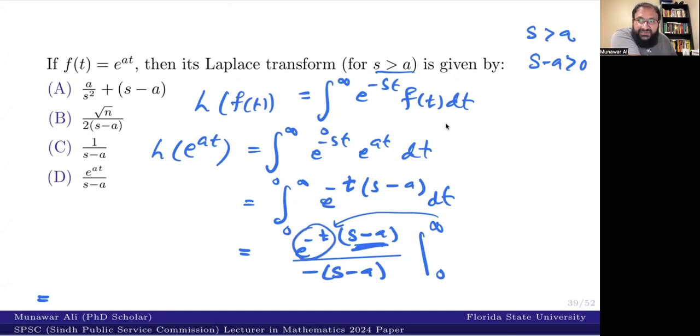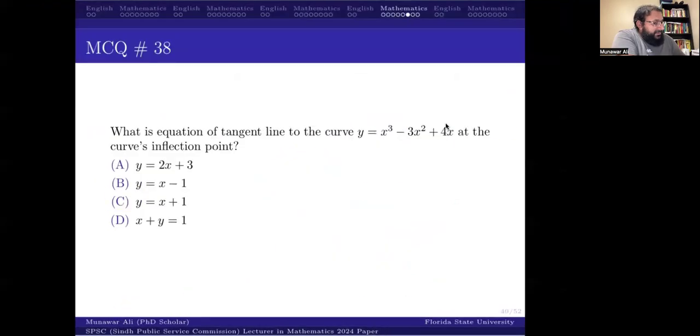So e to the negative t, when t goes to infinity, becomes 0. So it's 0 minus, then you apply 0 here. So e to the 0 is 1, so you get minus over minus (s minus a). And after simplification, you get 1 over s minus a, which is this option C. So either you apply the formula or you do integration to find out what's going to be the Laplace transform. Okay.